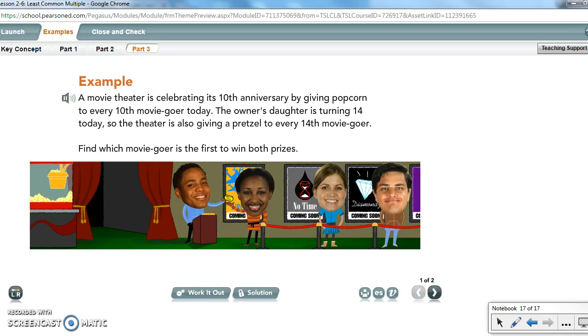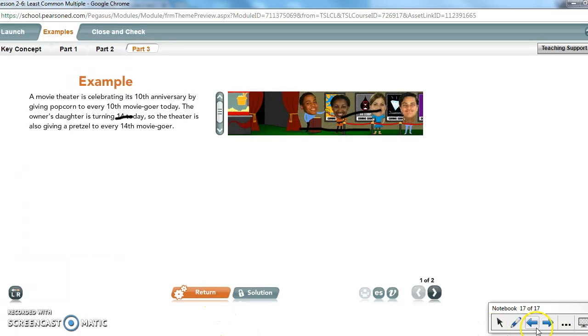A movie theater is celebrating its 10th anniversary by giving popcorn to every 10th moviegoer today. The owner's daughter is turning 14 today, so the theater is also giving a pretzel to every 14th moviegoer. Find which moviegoer is the first to win both prizes. So they want us to find the LCM of 10 and 14.